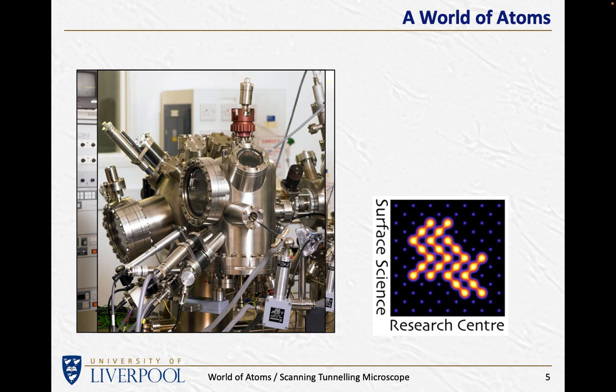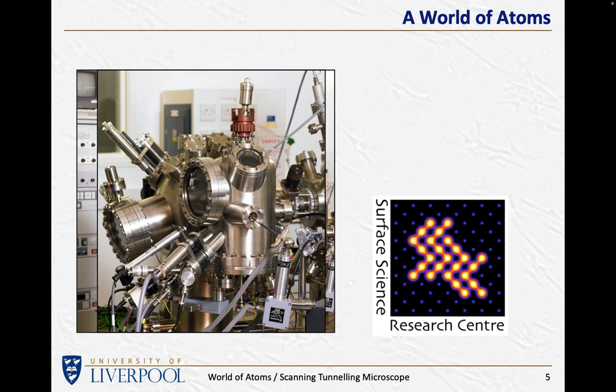If we're going to look at individual atoms or molecules, we can't have the atmosphere getting in the way. We can't have the sample being contaminated. If we're interested in a piece of iron, we can't have it rust as we try and image it. So we need to basically keep it as clean as possible. And the easiest way of keeping things clean is to put them inside vacuum chambers and pump the air out.